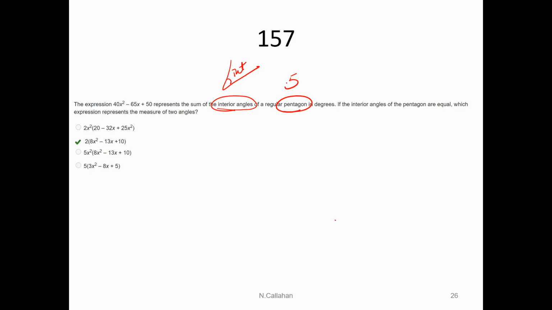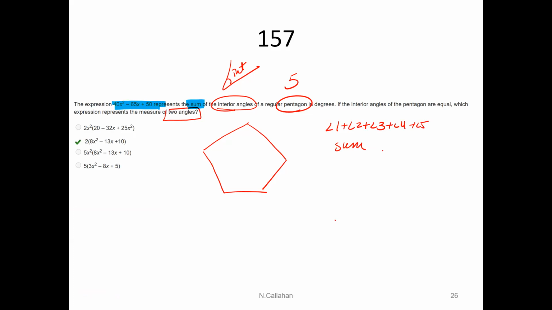That's interesting because this is more of a geometry question, but sure, we could definitely do this. The keyword here is angles. Let's first draw a pentagon. A pentagon has 5 sides. There's my pentagon. The sum means angle 1 plus angle 2 plus angle 3 plus angle 4 plus angle 5 equals 40x squared minus 65x plus 50. You're all in geometry, so you know that's fine. We can figure this out.